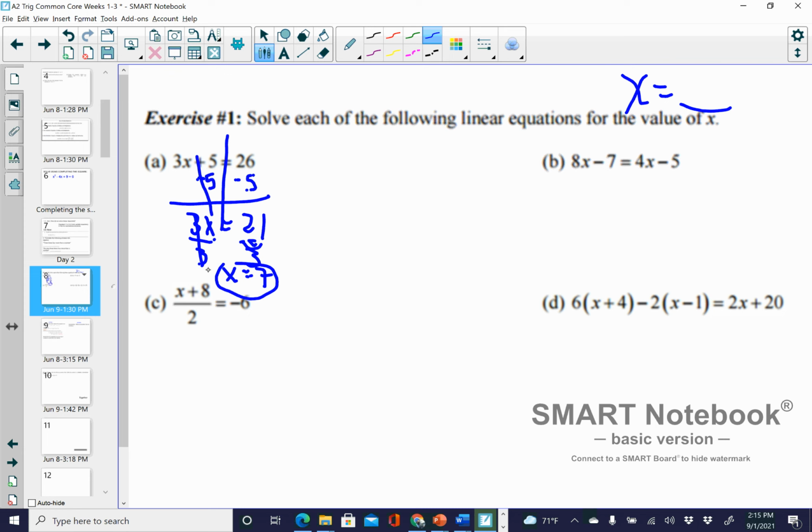How do you check it? You could take the 7 and plug it back in. So 3 times 7 is 21, plus 5 is equal to 26. That checks.